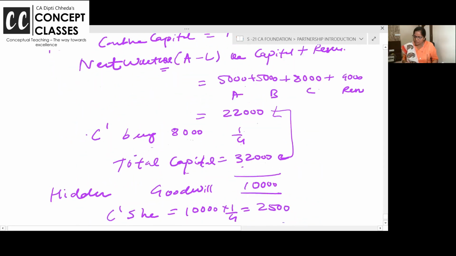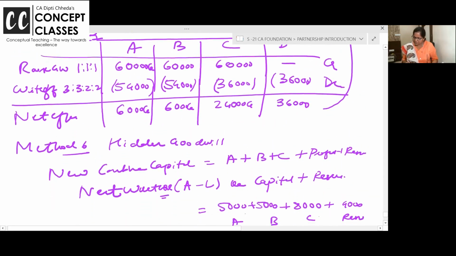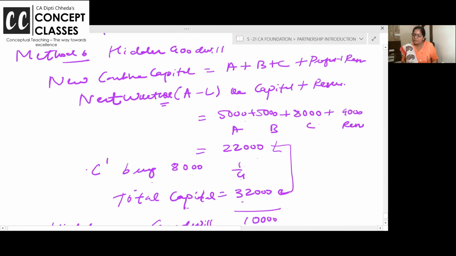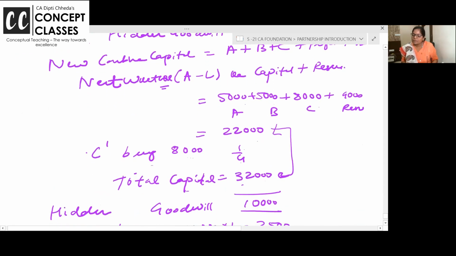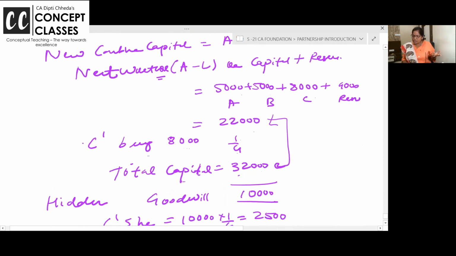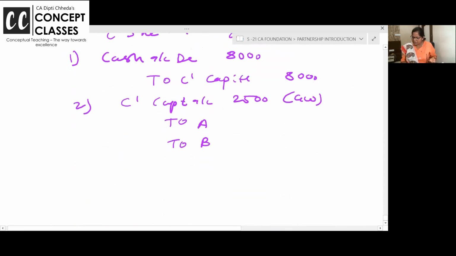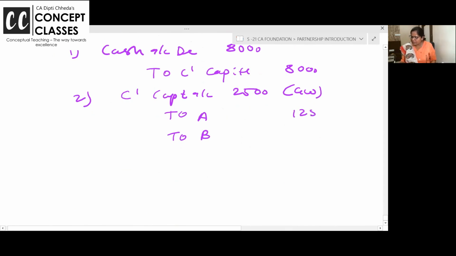So what is the new ratio? कुछ दिया नहीं है तो old ratio is also equal. A and B में new ratio is also equal. So 1,250, 1,250. Old ratio.